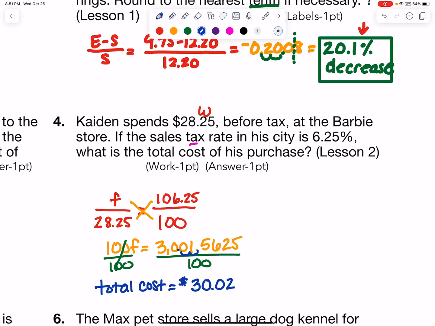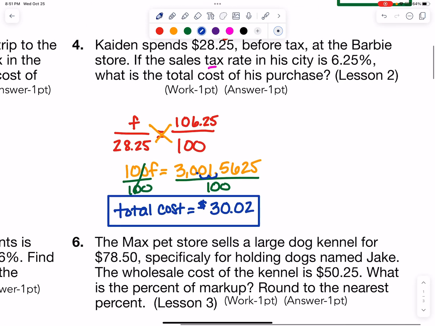So it doesn't say to round, but remember it's money, and we always round money to the hundredths place no matter what. That's just a standard thing that you do, okay? And so there we go. It wasn't much more tax on there, so it went from $28.25 to $30.02.